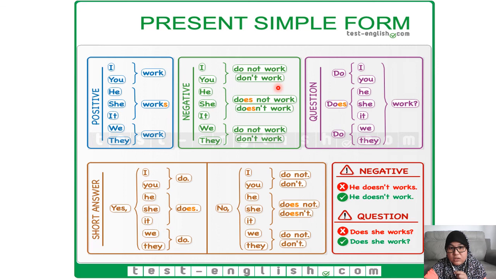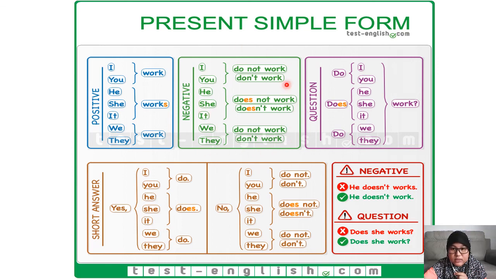You do not work. You don't work. For singular he, she and it, we need to use does. He does not work. She does not work. It doesn't work. Same. And for the plural pronouns we need to use do not. We do not work. They don't work. Teacher, kenapa I dengan you tak boleh guna does? Walaupun dia seorang. I and you is a special case. Walaupun dia seorang, we need to use do. Understand? Alright. Now, this is the negative.